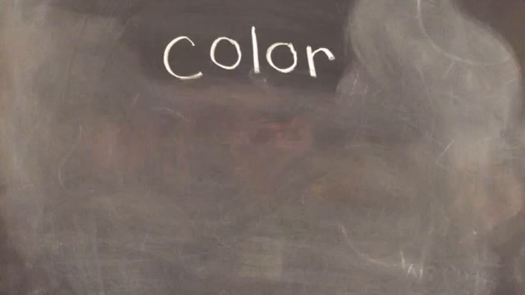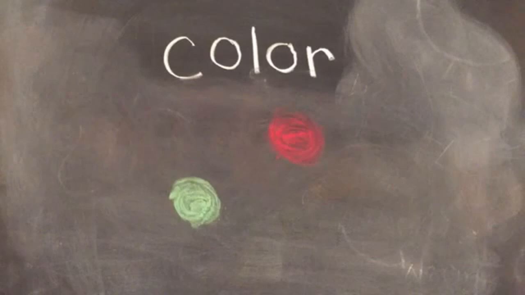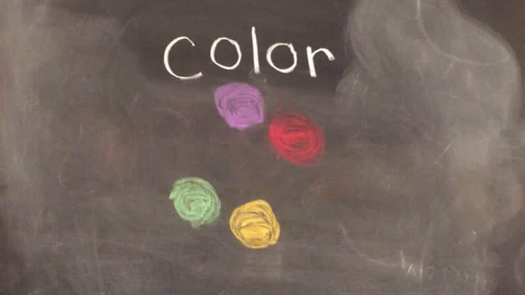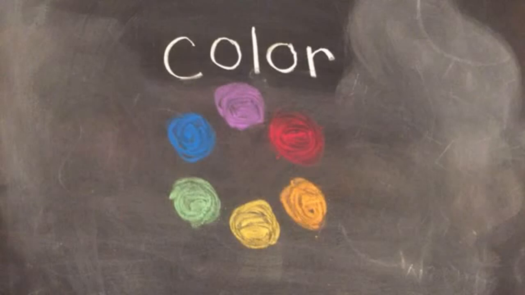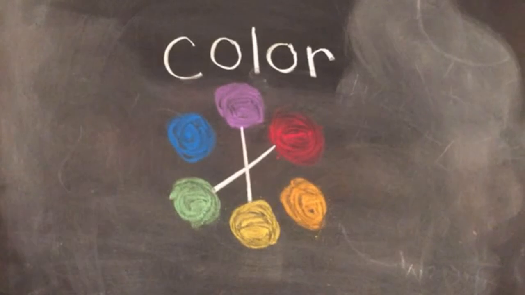Colors also have opposites that complement each other. Complementary colors are across from each other on the color wheel. For example, red and green are opposite on the color wheel and are therefore complementary colors. The complement to yellow is purple, and the complement to orange is blue.